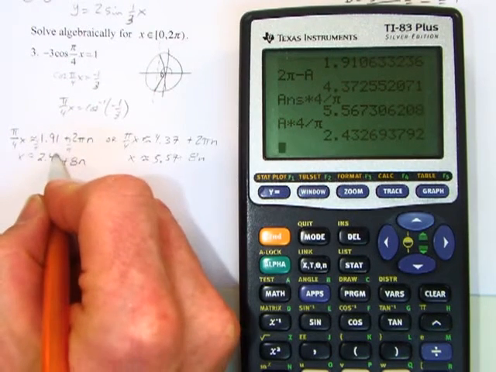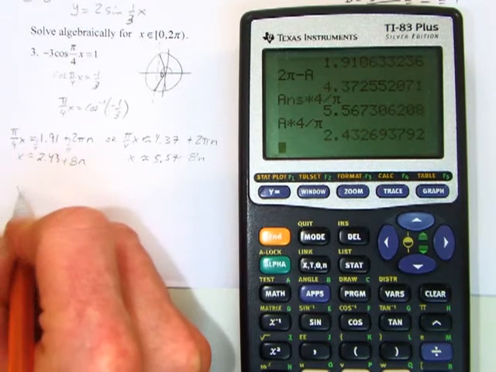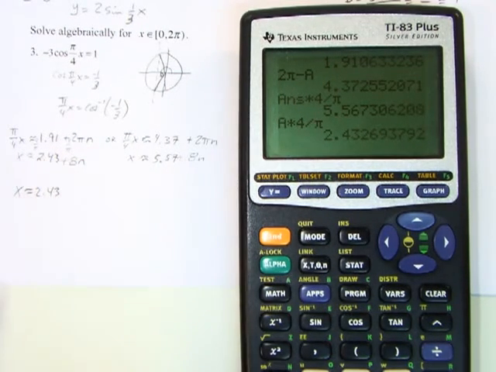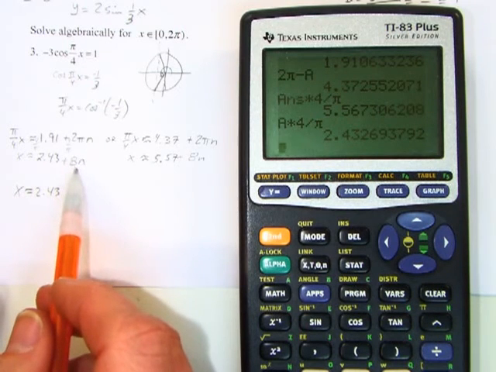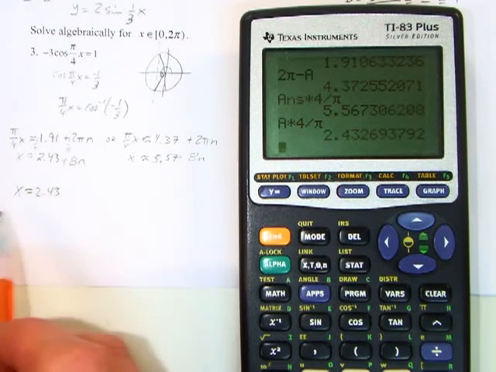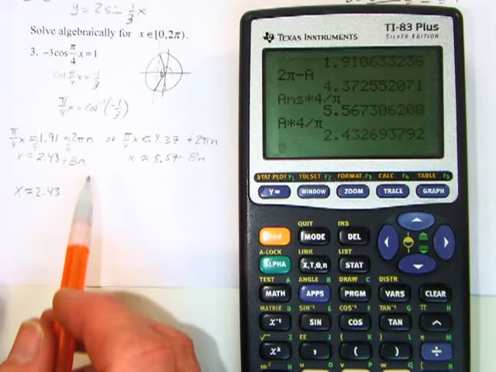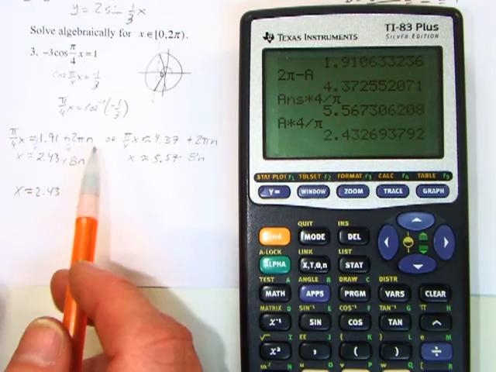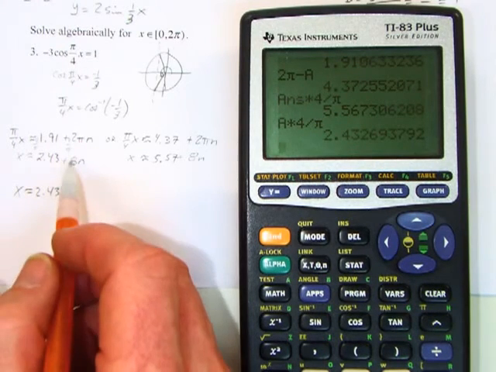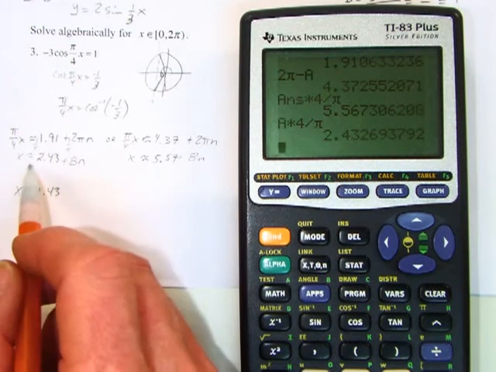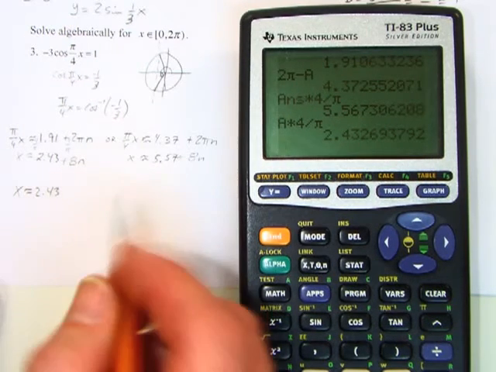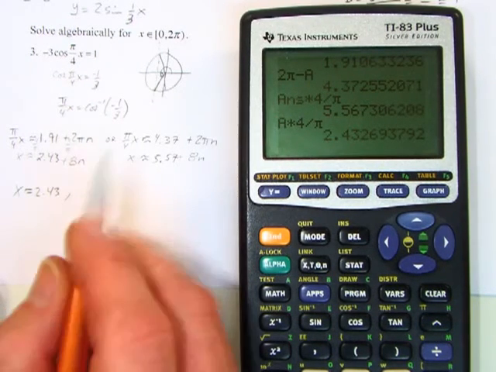So now we're going to start listing out our answers. We know we have 2.43. That's a number that's in between 0 and 2 pi. If I add 8 to it, does that stay between 0 and 2 pi? No, because 8 is more than 2 pi. 2 pi is only 6.28 approximately. So we can't add 8. What if I subtract it? I would have a negative number. That doesn't work as well. I only have one solution from this.